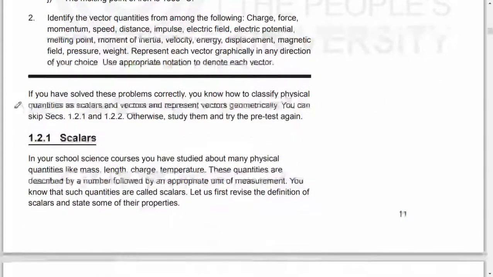If you have solved this problem correctly, you know how to classify physical quantities as scalars and vectors and represent vectors geometrically. You can skip section and otherwise study them and try the pretest again.